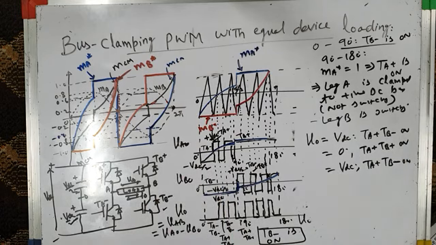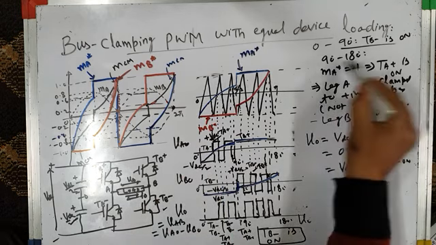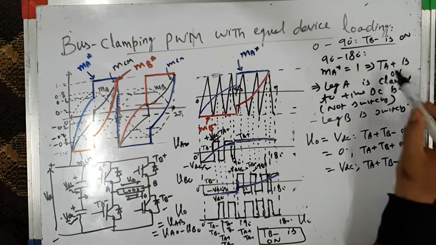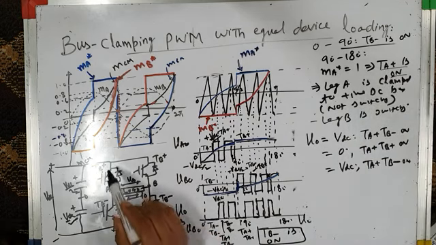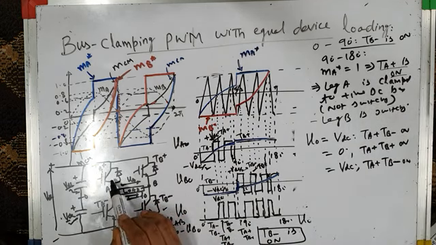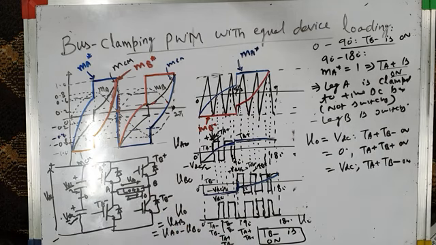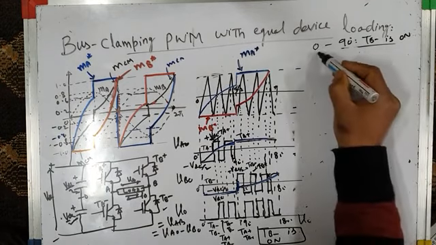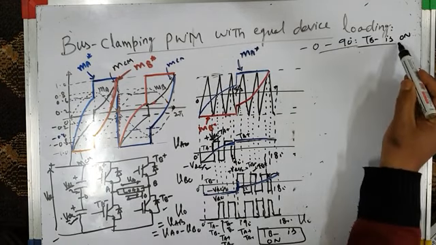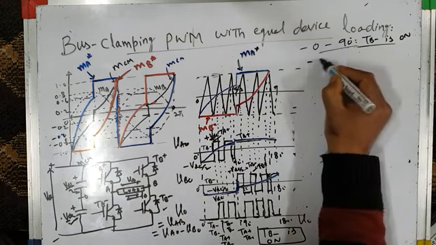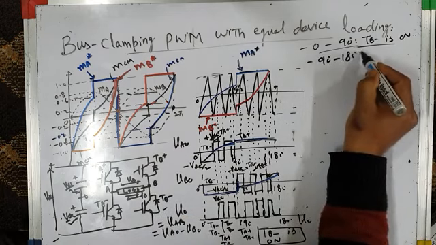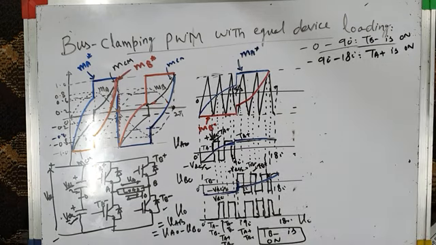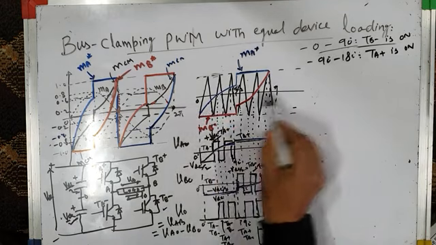Okay, so from 90 to 180 degrees, which switch is permanently on? Yes, TA plus is on. Leg A is clamped to the positive DC bus. Its top switch TA plus is permanently on. Okay, so I will write here. I had previously written 0 to 90 degrees: TB minus is on, the bottom switch of leg B is on. Then I will write 90 to 180 degrees: the top switch of leg A, TA plus, is on. It is permanently on. Okay, so that completes 0 to pi.